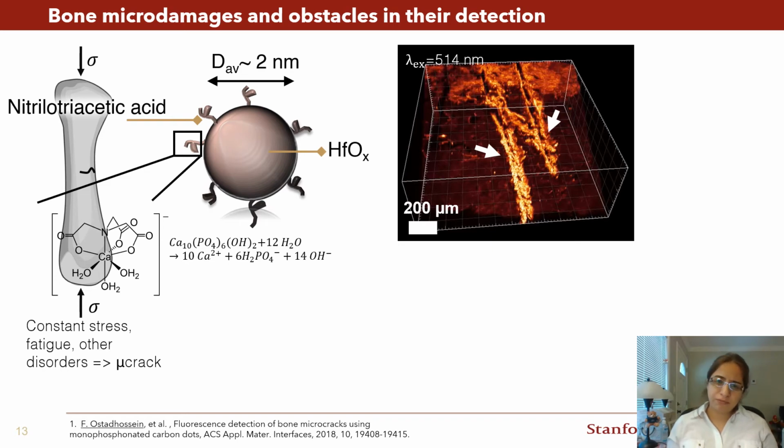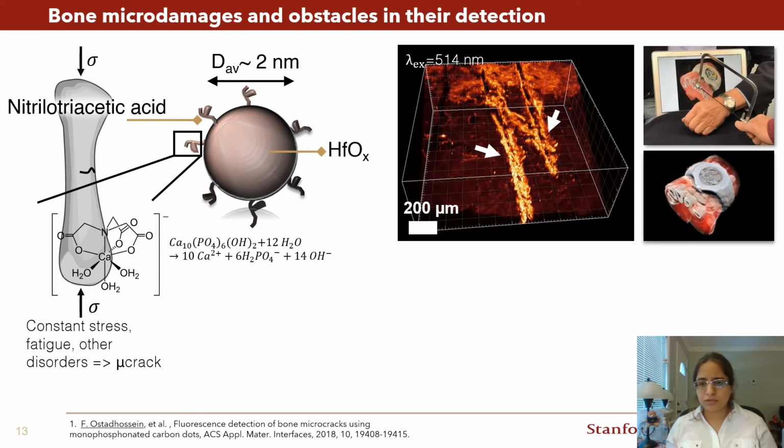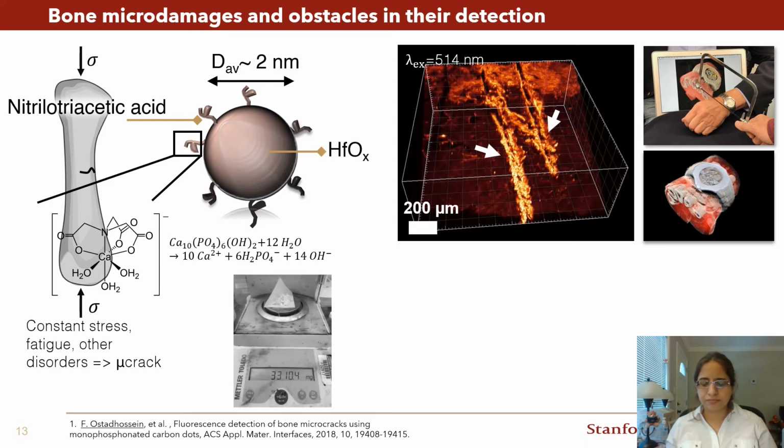Now, we have previously shown that other imaging modalities, such as fluorescent imaging, can be used for identifying bone microdamages. But we knew back then that this is not clinically translatable. An alternative solution is to use a spectral CT where we can suppress the signal from calcium efficiently and see the hafnium signal in color.